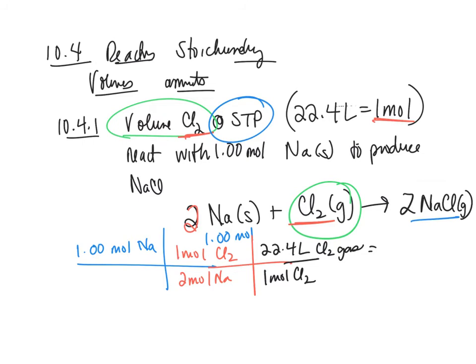Otherwise, and we'll see that in the future, we have to actually do something different. We have to use PV equals nRT. You see how moles of sodium cancel out and moles of chlorine cancel out, and we're given liters of chlorine gas. And so you take 1 divided by 2 times 22.4, and I get 11.2 liters of chlorine gas. And that is answer D. Okay, let's do 10.4.2.